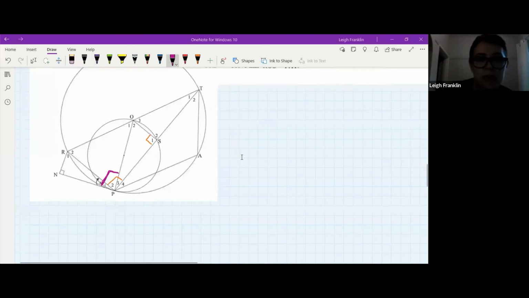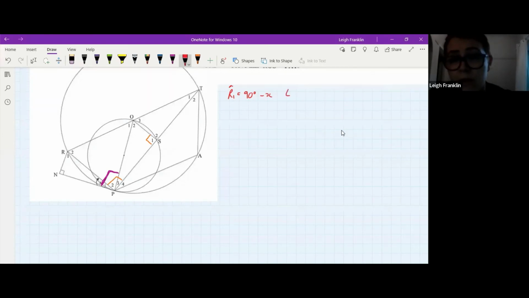Okay, so a great starting place for us. We can see that R1 is equal to 90 minus X. Reason? Angles of a triangle or angle sum of a triangle or interior angles of a triangle, whatever it is that your teacher has showed you at school.